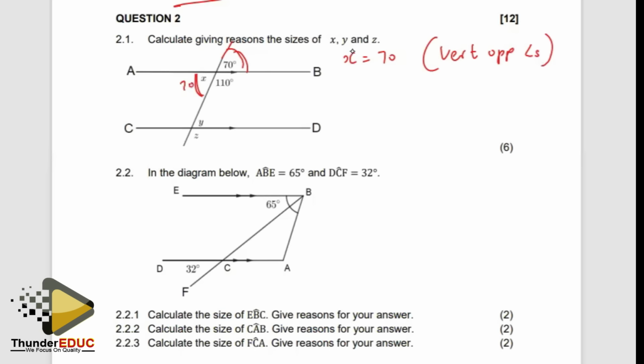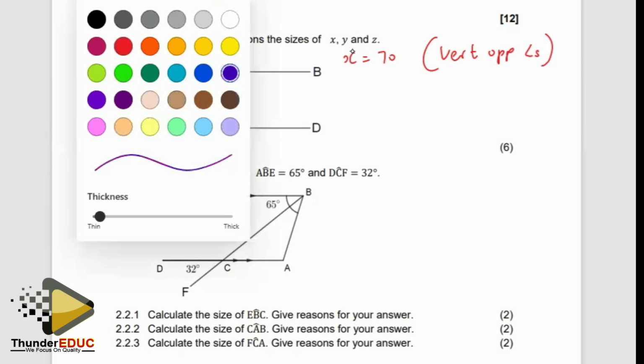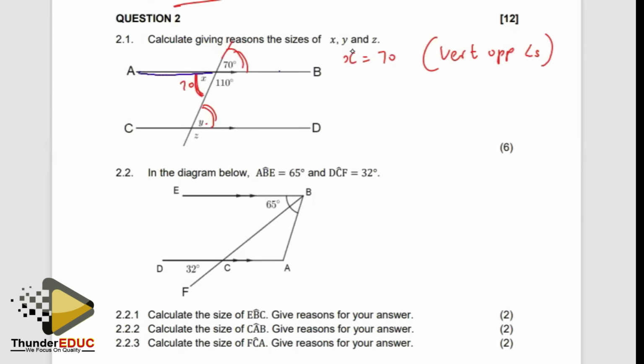Okay. Then we can see that y is a 70 also. We can use the alternate, or we can use the corresponding. Remember, alternate is when you look at the Z. So this must be the same as that. So we can say y is a 70. Tell us those are alternate angles because AB is parallel to CD. This part is a must, guys. You leave it out, it's as good as you not giving a reason.